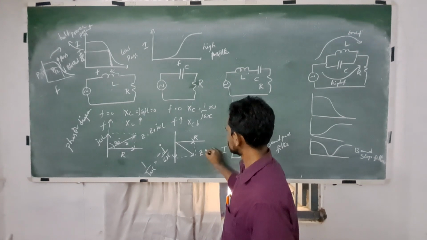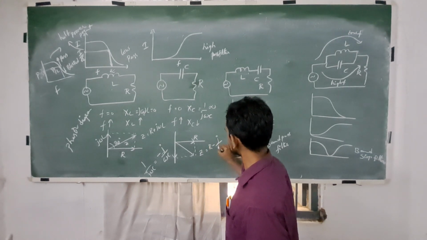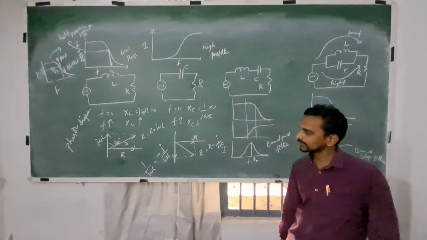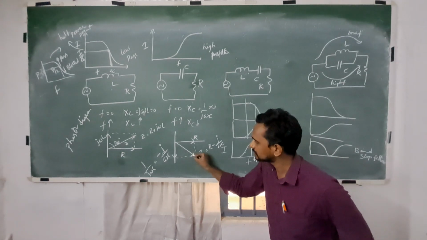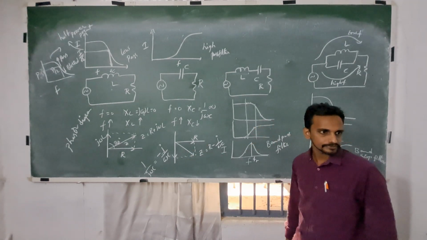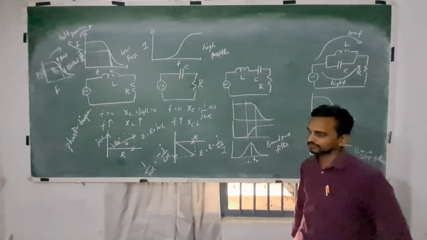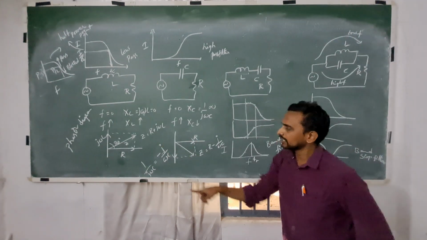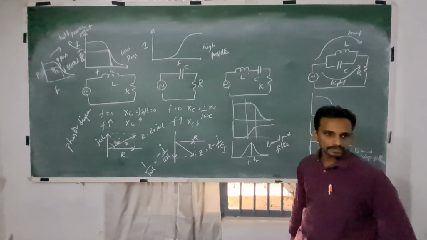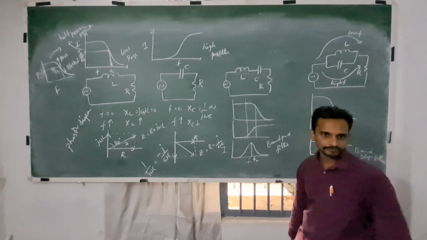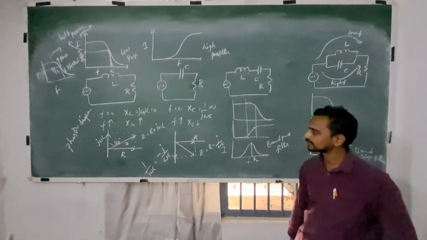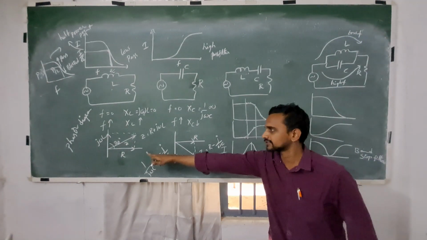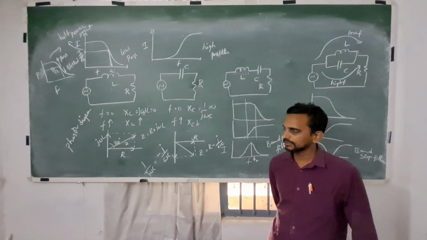Here Z is equal to R minus j by omega C. The resultant impedance means the sum of the resistance and reactance. For an RL circuit it is R plus j omega L, and for an RC circuit it is R minus j by omega C. For the other circuit, we'll see that later. First of all, we try to understand these two.